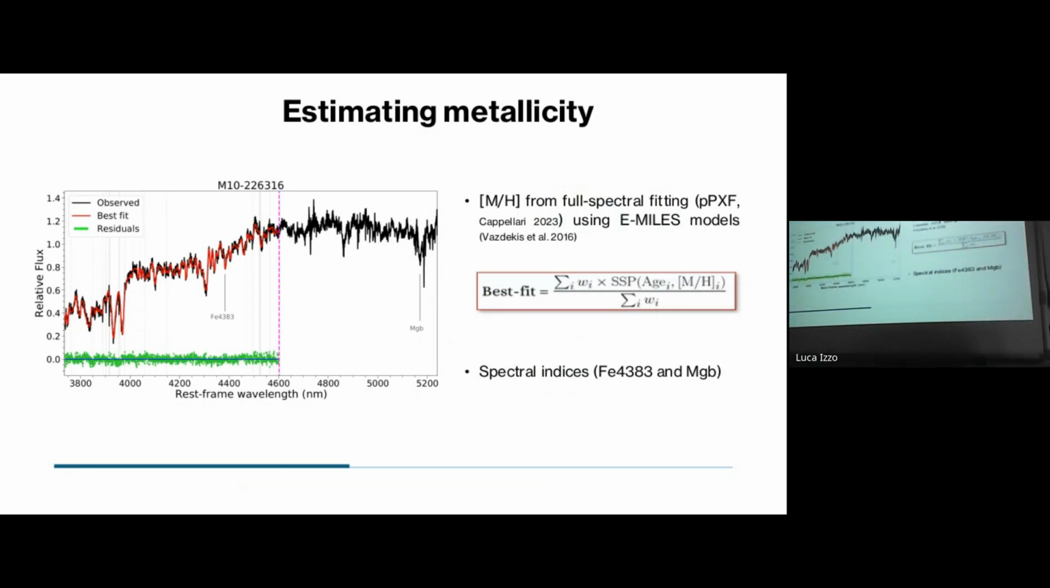To estimate the metallicity, I used two methods. The first is the full spectral fitting, which essentially compares the observed spectrum with a set of templates, and using a chi-square minimization algorithm, you find the best fit solution as a weighted linear combination of these SSP models. But also, to have an independent comparison of metallicity, we also looked at the spectral indices.